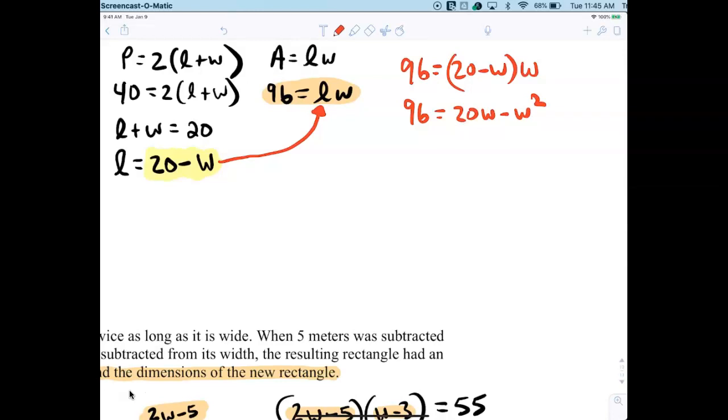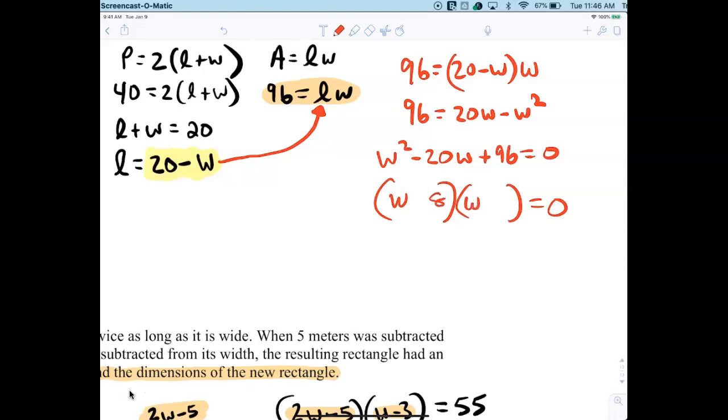Does everybody agree we want the square term to be positive, right? So I'm going to throw it over to the left, right? So that would be W squared minus 20W plus 96 equals 0. Everybody okay with that? Now we're going to factor that. What do we get? W and W, 8 and 12, negative 8 and negative 12.